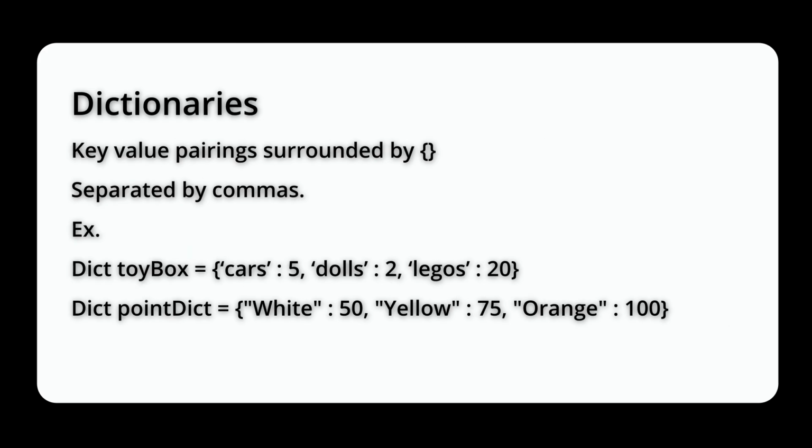The last data type we'll be going over are dictionaries. Dictionaries are a list of key value pairings stored inside curly brackets, and items in them are separated by a comma. In this first example, we have a dictionary called Toy Box. In it, we have 3 key value pairings: cars, dolls, and Legos. Each of these 3 keys points to a corresponding value: cars to 5, dolls to 2, and Legos to 20.